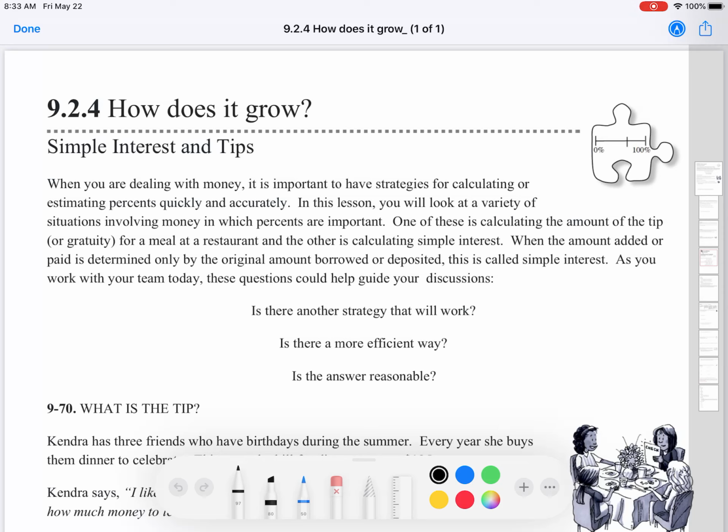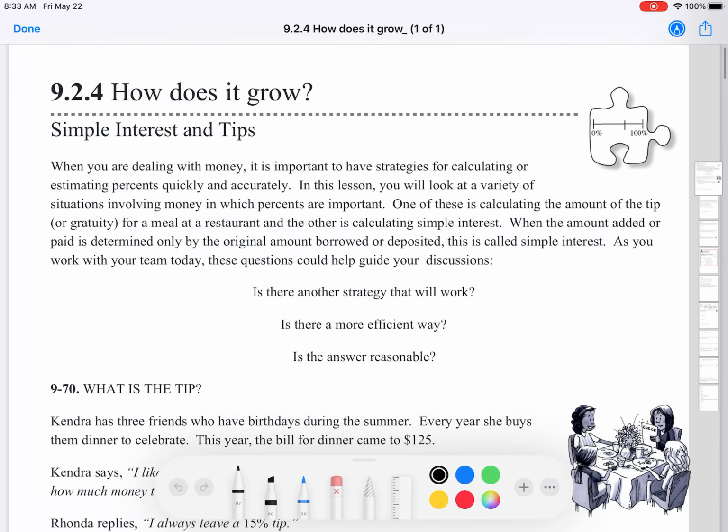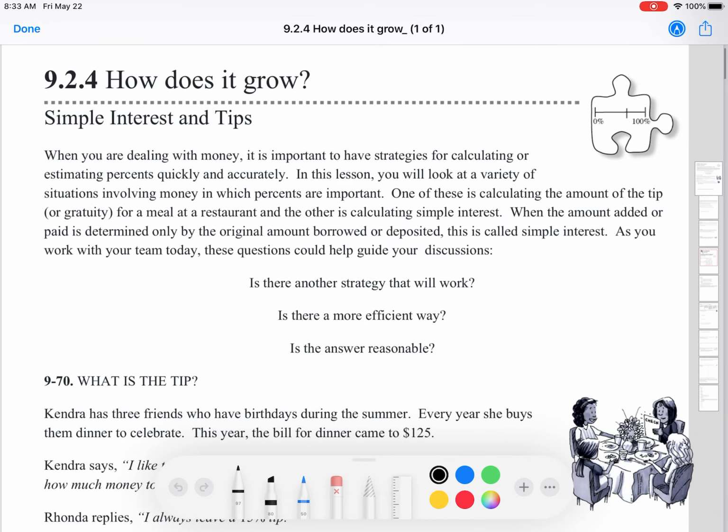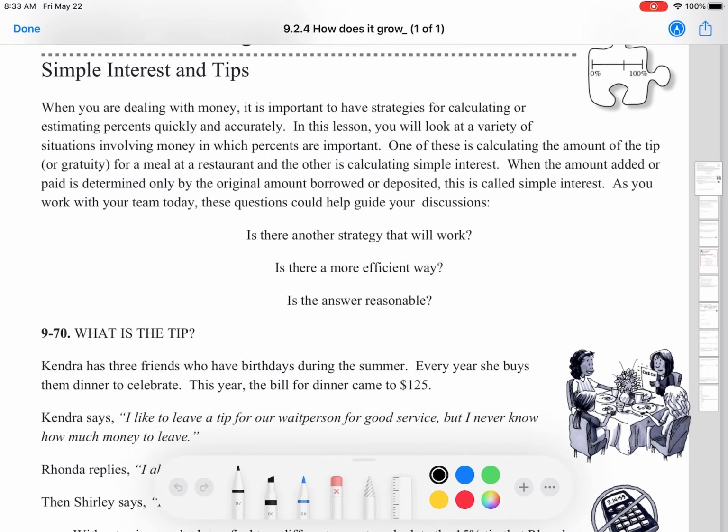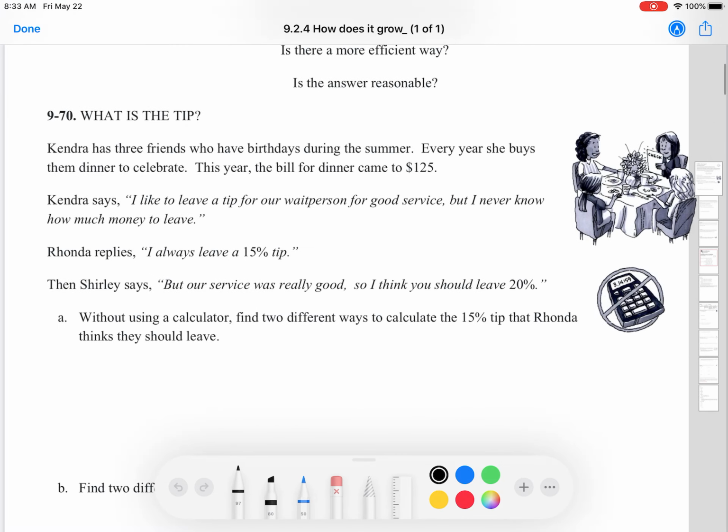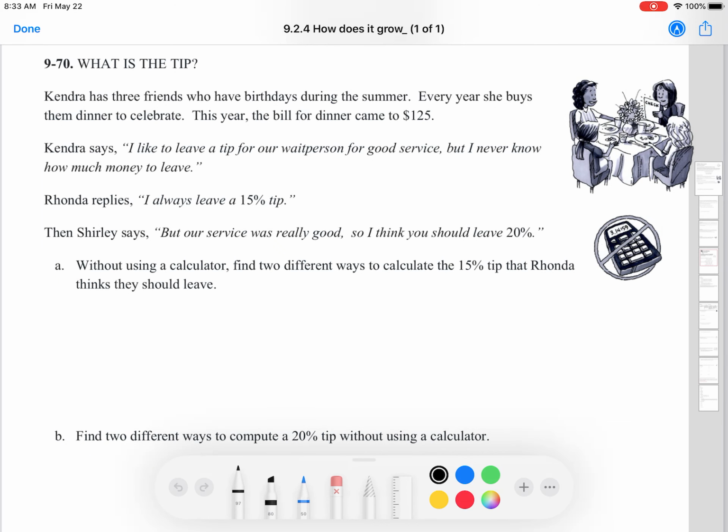Here's 9.24, the last section of the chapter, of the whole book, actually. And tomorrow you'll just have the closure, or the next class, I guess you could say, will be just the closure. So this is really closing in fast. In here we have 9.24, simple interest and tips, and we've already kind of worked on some of these tips for our percent stuff. So this could go pretty quick for you.